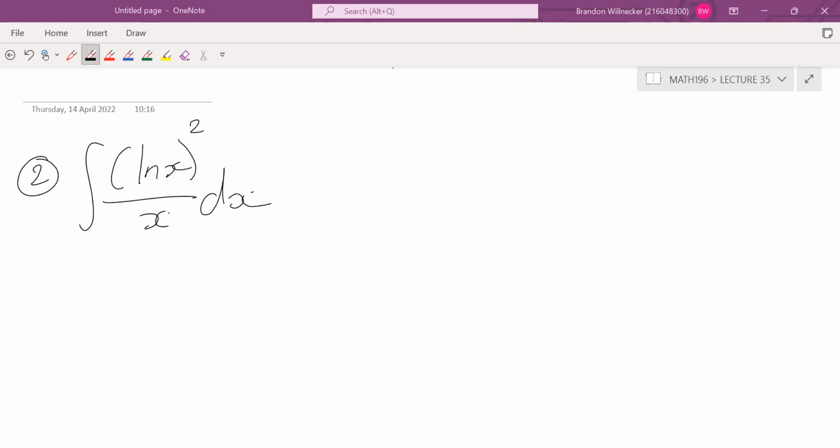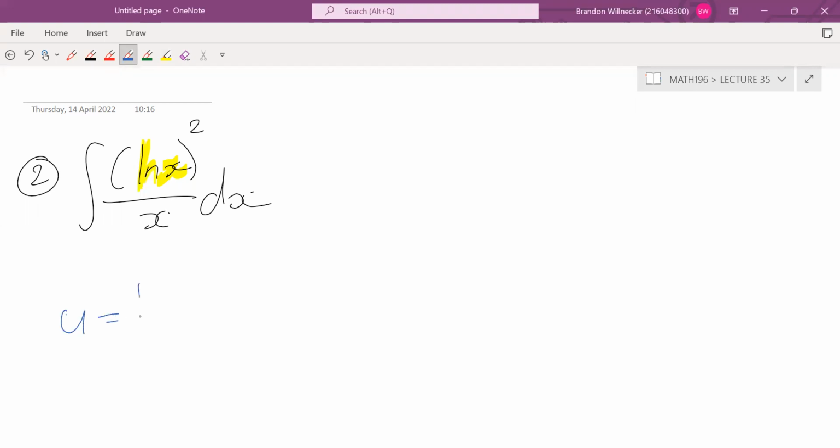Okay, so what should we let u be? Well, u should be the inside function, because remember, we're trying to make it easier by letting the inside function be a simple variable u, like we did in the previous example. So here, this inside part, natural log of x, that whole part we need to replace with u. That will make it simpler. Okay, so that's the idea.